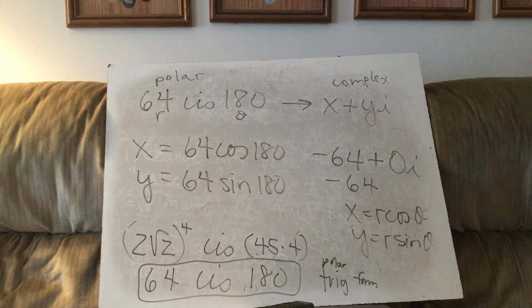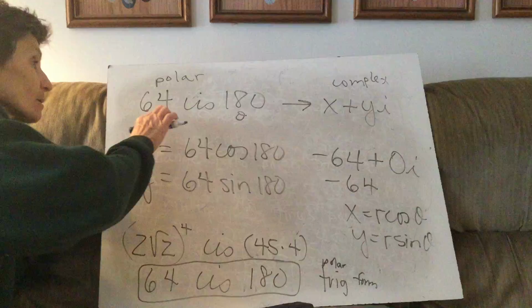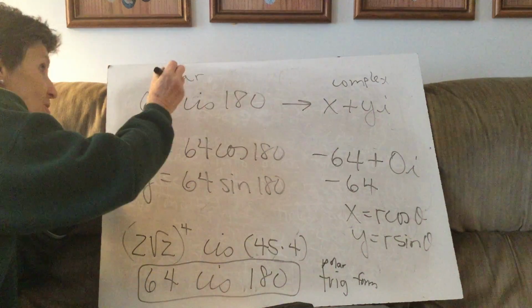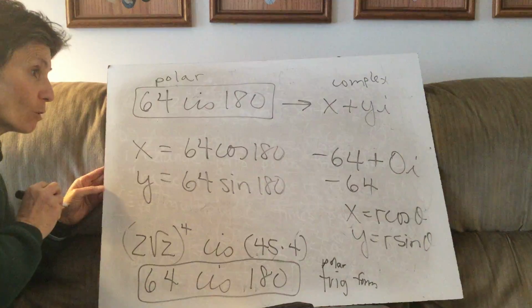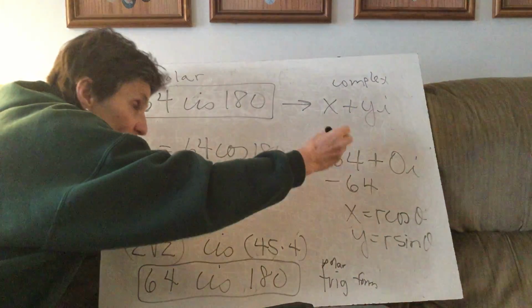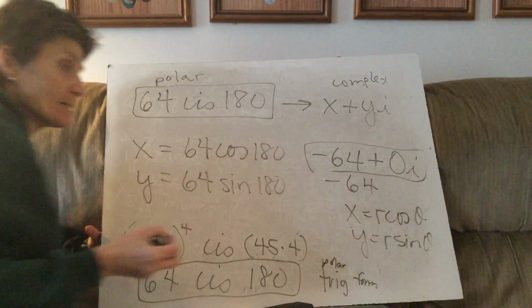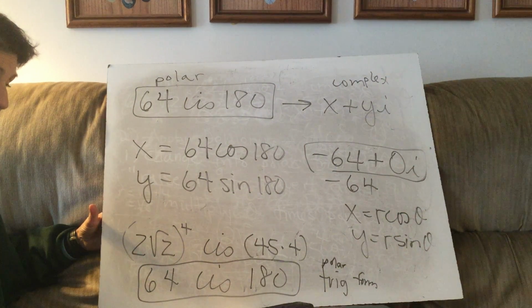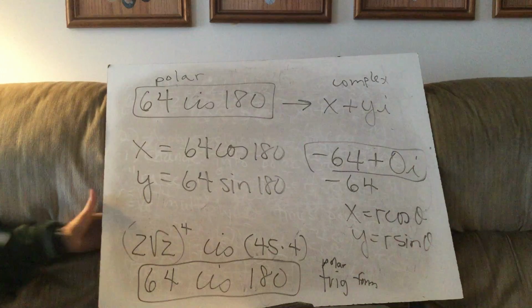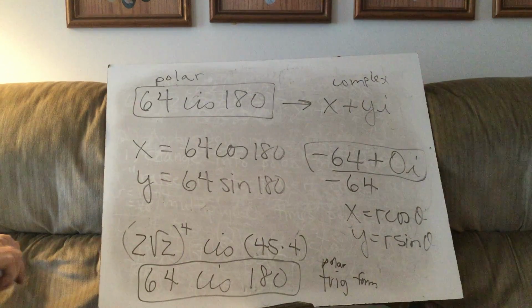So the two answers to the problem are this one, this is your polar form, or your trigonometric form, and one of these here, either this one or this one, it doesn't matter. That is your complex form. That is a lot.